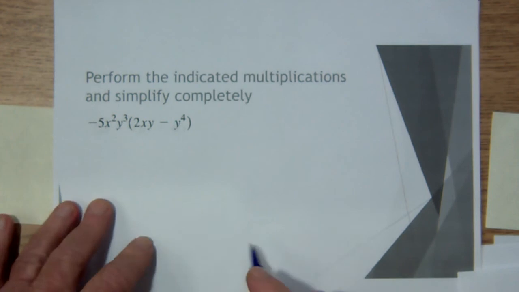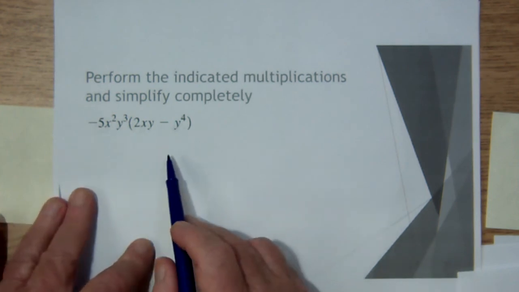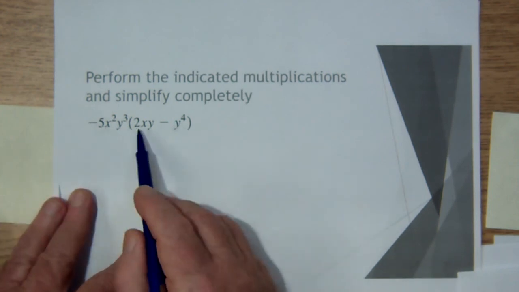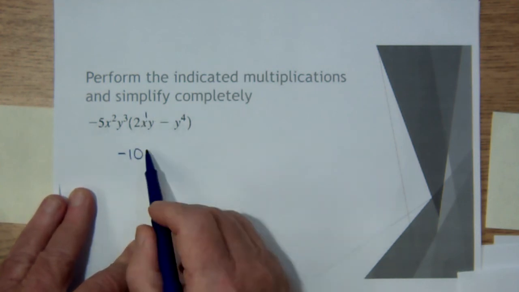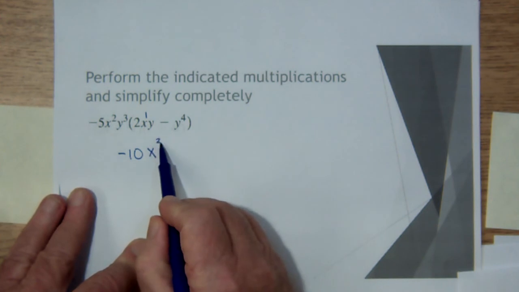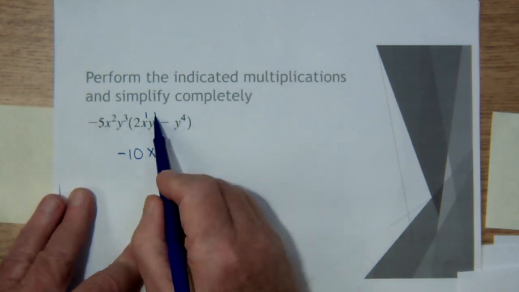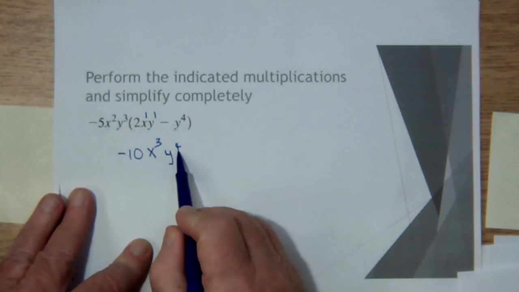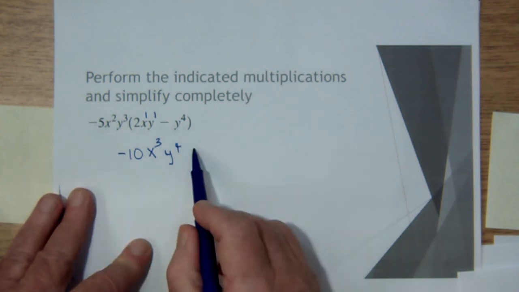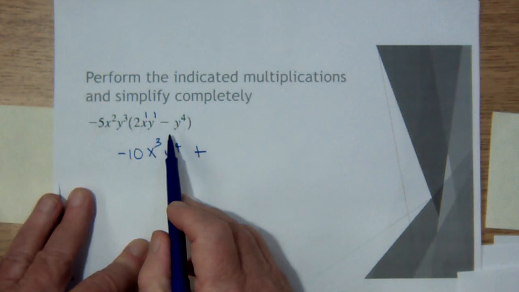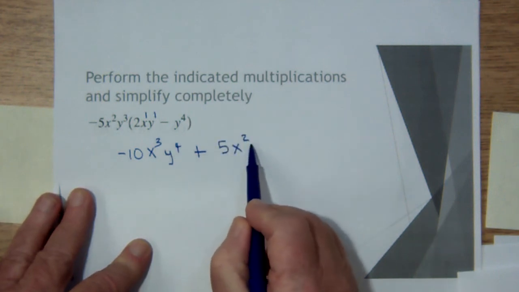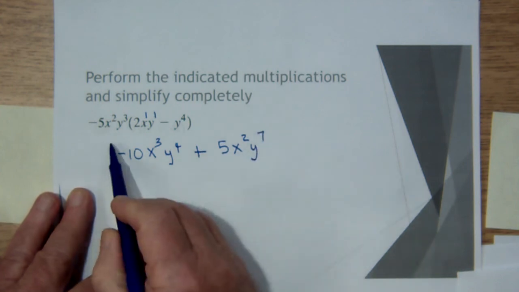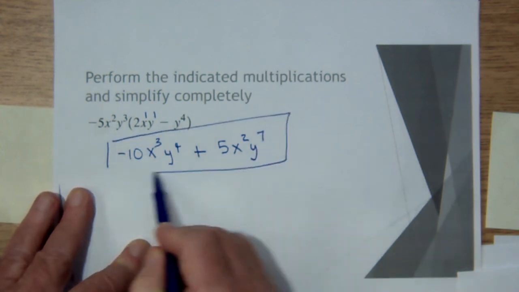Here we're multiplying a monomial times a binomial. We're going to distribute. So we take minus 5 times the 2 to get minus 10. We're going to have x squared times x is x cubed. We're going to have y cubed times y to the first power, gives us y to the 4th. And then here we have a minus times a minus. It's going to be a plus. And that's going to be 5x squared, and we add exponents, so it's going to be y to the 7th. So that's the answer to that one.